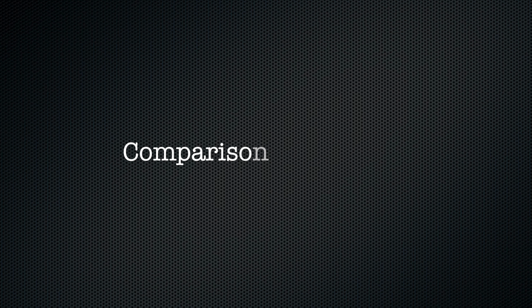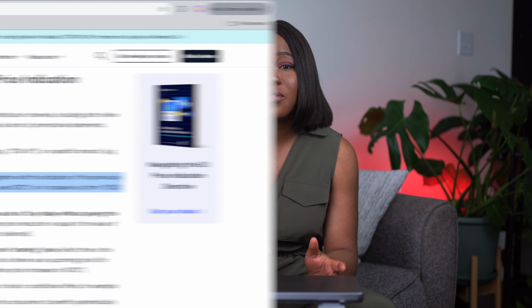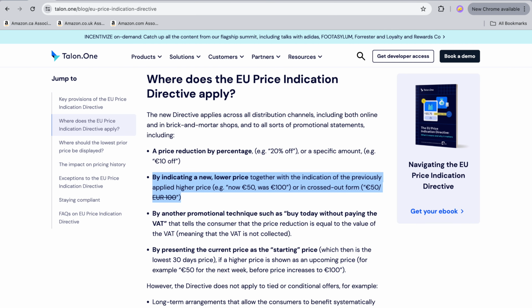Comparison prevention. Some apps intentionally make it tough for users to compare prices so they are unable to make informed decisions. To curb against this dark pattern, a law was passed in the EU requiring vendors to display the lowest price that they previously charged for products within the last 30 days or more.